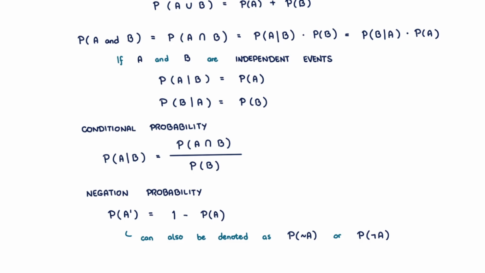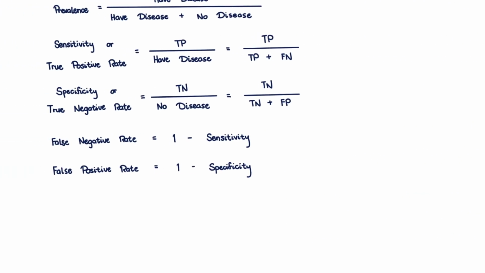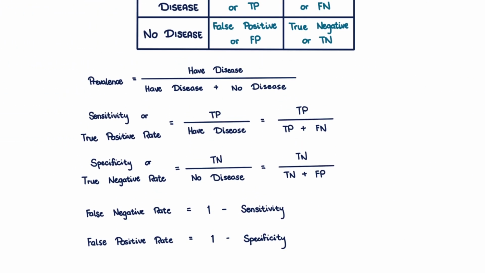Okay, are you still with me? I introduced these concepts in probability because prevalence, sensitivity, and specificity can also be denoted like this. Prevalence being the probability of the disease occurring, sensitivity or true positive rate is the probability of getting a positive test result given that you have the disease. And specificity or true negative rate is the probability of a negative test result given that you don't have the disease.